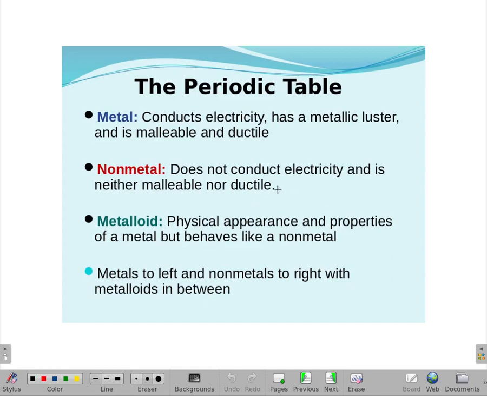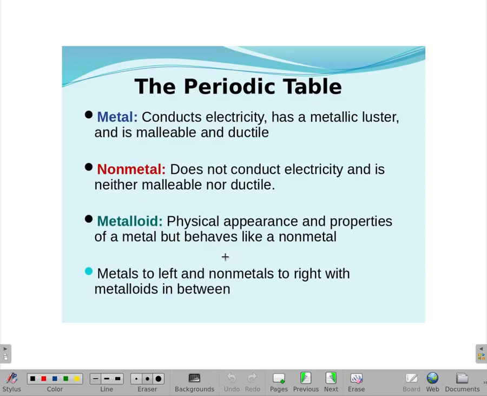Nonmetals don't. They typically do not conduct electricity, and they're not really malleable. They're powders in many cases, like sulfur is a yellow powder. Metalloids can be a mix. And what I mean by that, they can have metallic-like properties and non-metal-like properties.